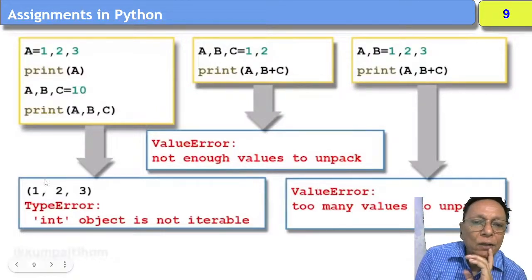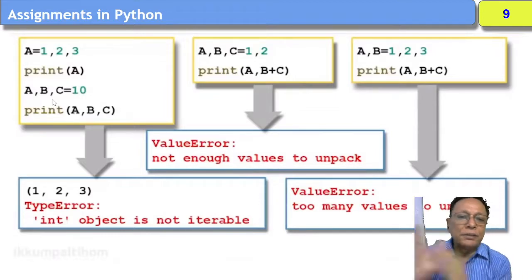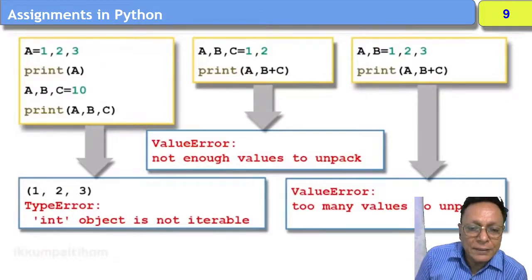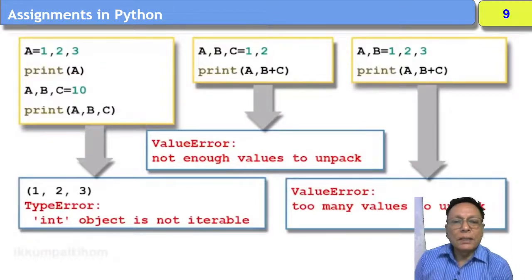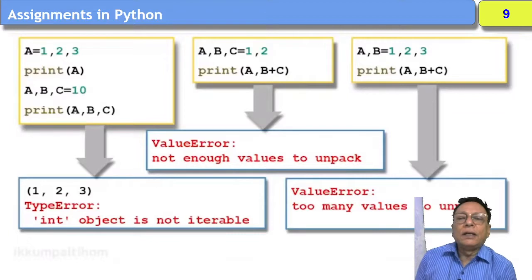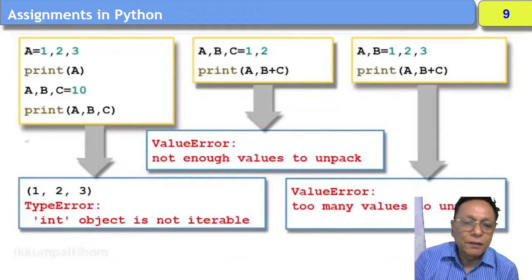But when you say A, B, C equals 10, this time there is an error, because 10 cannot be distributed to 3 identifiers, and that is why this is a type error: integer object is not iterable. Either you use a loop to iterate, or this way you cannot assign a single literal to multiple identifiers. So over here, A, B, C will give you the error, whereas A is equal to 1, 2, 3 will not give you the error and will be treated as a tuple. So this is the first statement.